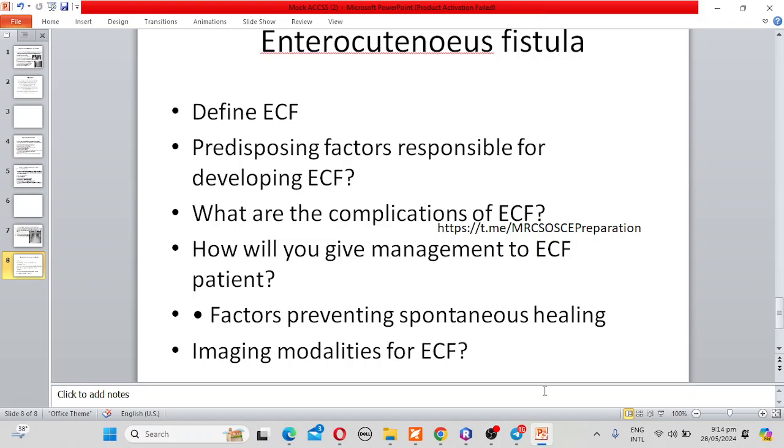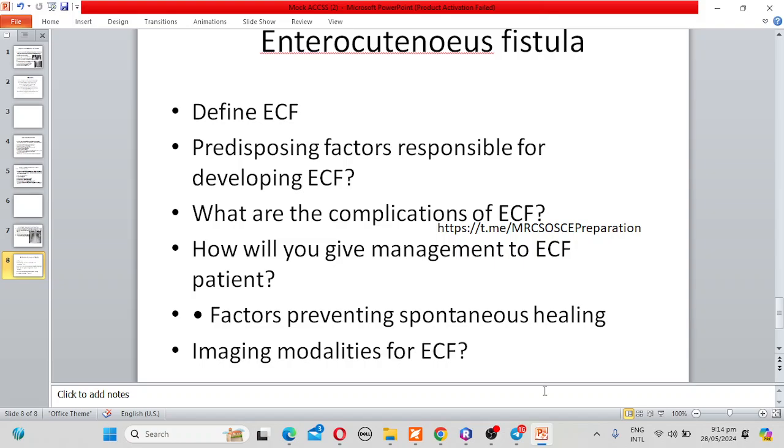Now, tell me about the factors preventing the spontaneous healing of the fistula. Okay, so first of all, if there is distal obstruction to the fistula, if the patient is malnourished, if there is any sepsis or ongoing infection, a history of inflammatory bowel disease, or if the patient has undergone radiation therapy, then the fistula might take time to heal. Okay, more than enough.